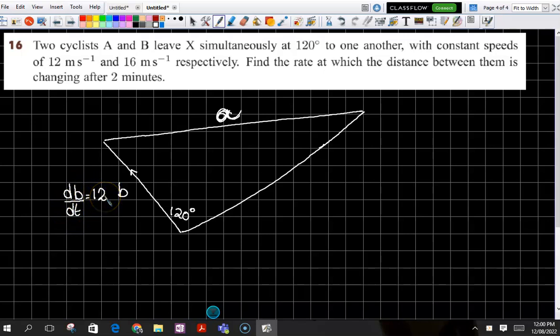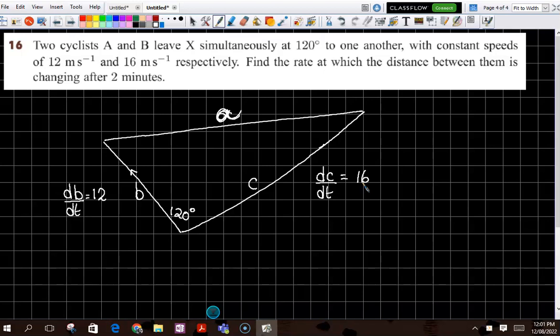Are we happy? And going along, we've got A, we've got B. What should we call the other one? C. Okay, and of course, dC by dt equals 16. Still good?